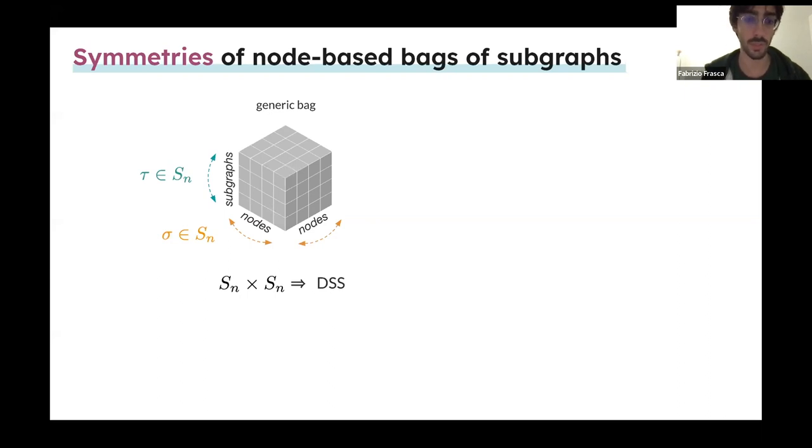So this is deep sets of symmetric elements. This is what we use to come up with the architecture that we call DSS GNN. But now, in the case of node-based bags of subgraphs, the situation is slightly different.